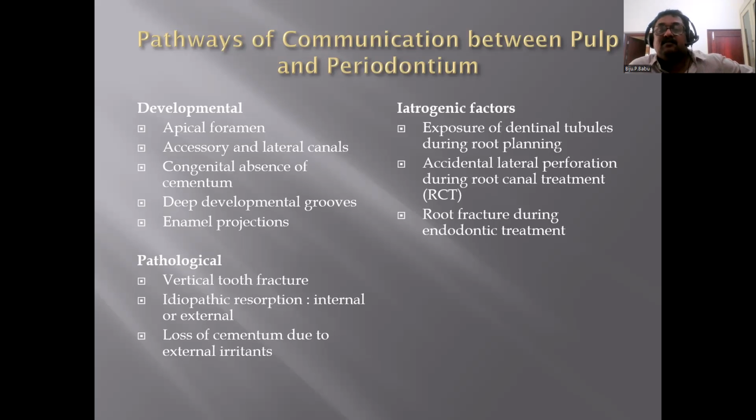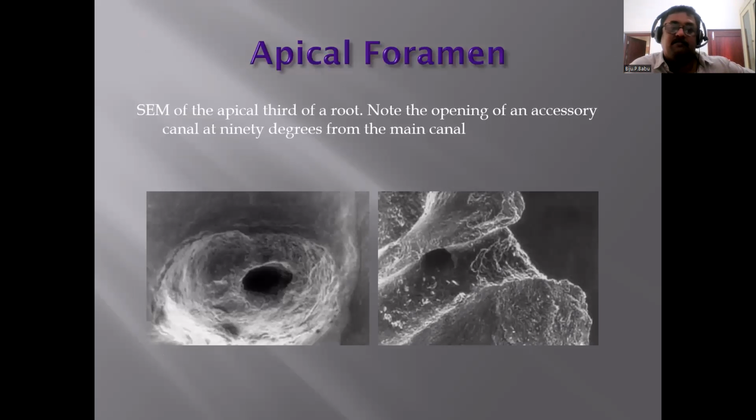And also during endodontic treatment, as I told you earlier, when you use excessive pressure or excessive condensation pressure of gutta percha, or you excessively thin the root surface, later on occlusal chewing or loading, there is root fracture, which can create a communication. All these are the possible ways by which communication can happen from the pulp to the periodontium, and periodontium to the pulp.